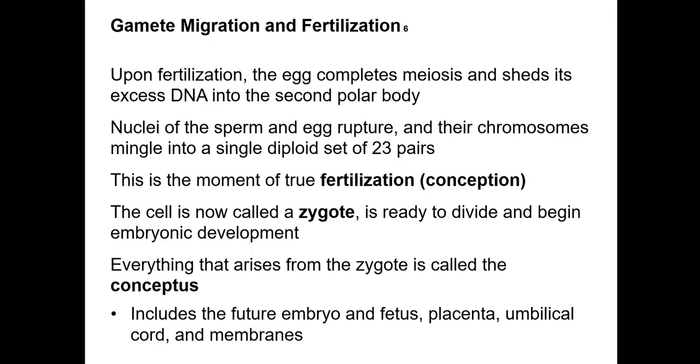embryo. So everything that comes from the zygote is going to be called a conceptus. This is going to include the embryo, which is kind of the earliest version, the fetus. The placenta will also come from this collection of cells, the umbilical cord, and all of the membranes associated with that.